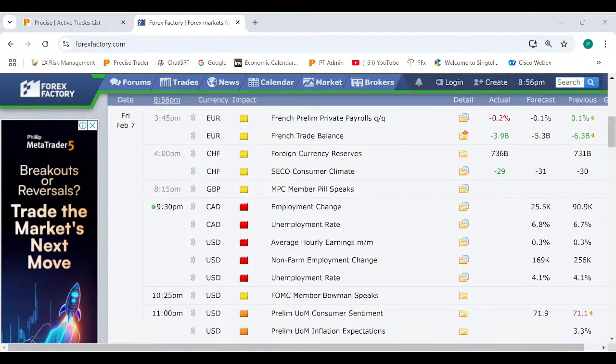So when the data comes in, anything similar to that or anything better, then you can expect the dollar cat to strengthen. On the other hand, any weak data, then the dollar cat should weaken.